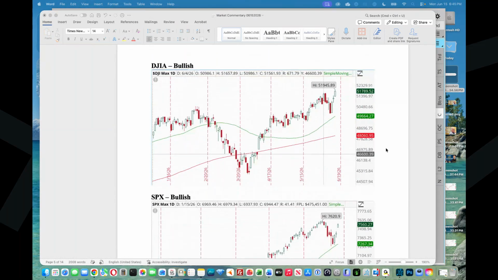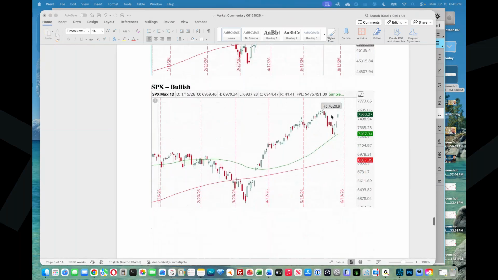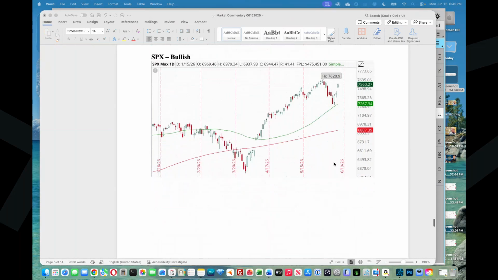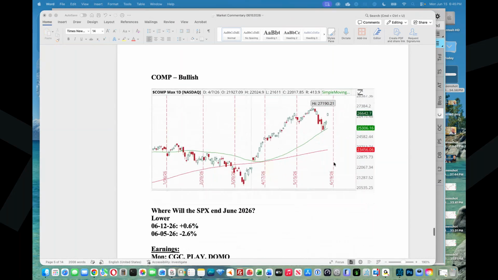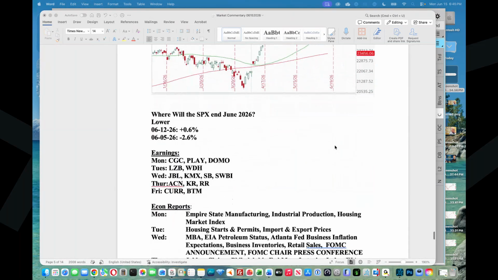Now, technically speaking, the major indexes are bullish. We had this big jump today, the Dow actually made new highs. We're getting close on the S&P 500, and the Nasdaq made a nice big jump too. It's getting up there, but it got punished a lot worse than the others. Where will the S&P end June?